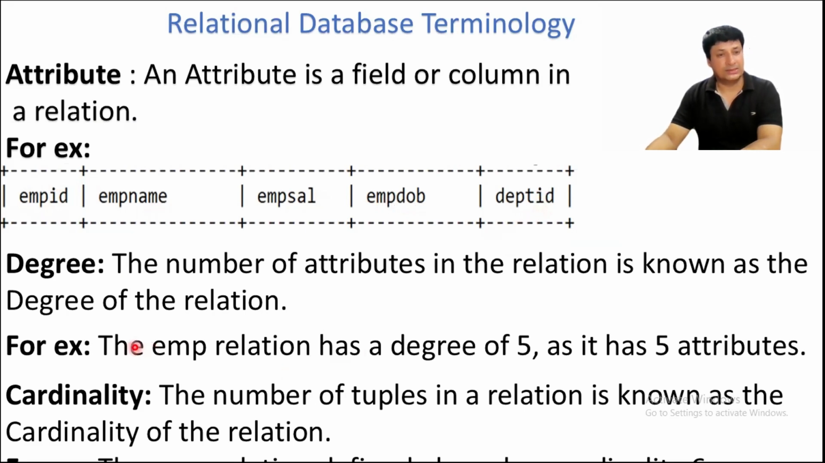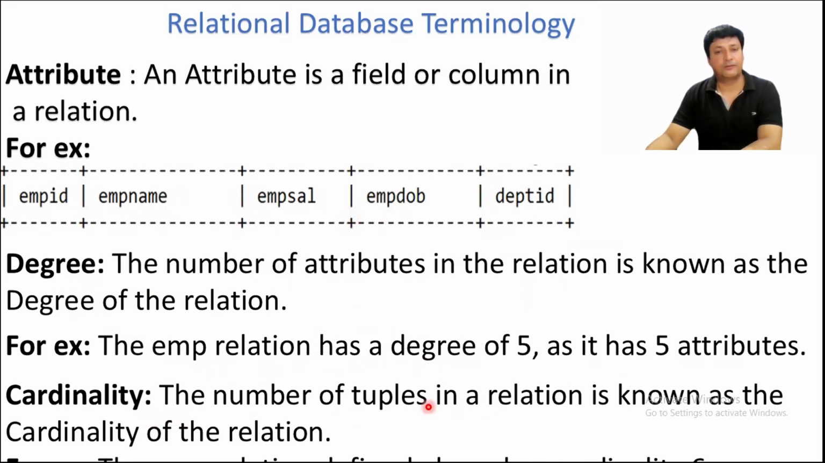Now, next is degree. A degree is nothing but the total number of attributes in a relation. For example, in EMP table, we have 5 attributes. The degree of EMP table is 5. You can see 1, 2, 3, 4, and 5. So the total number of attributes is 5, so the degree is 5.